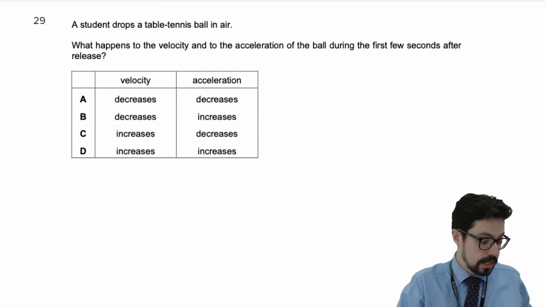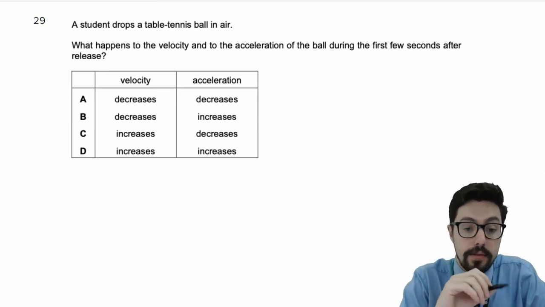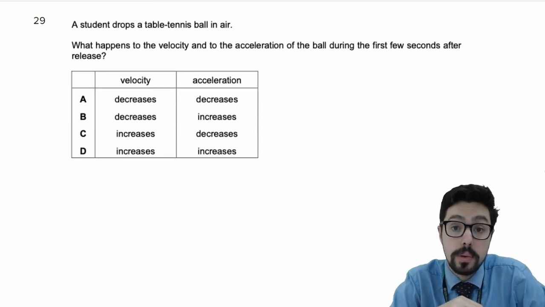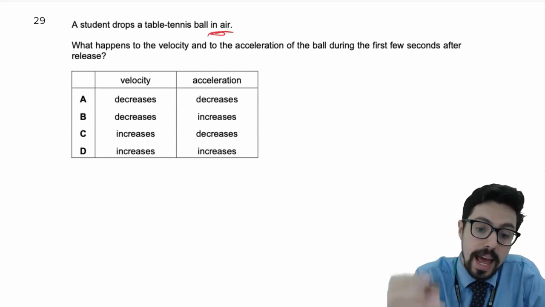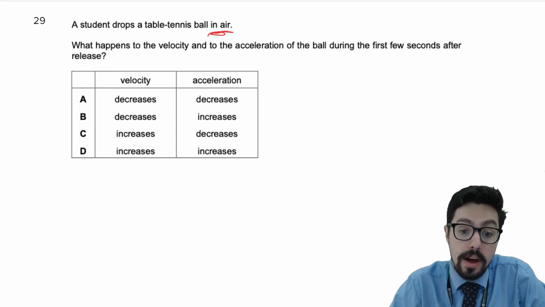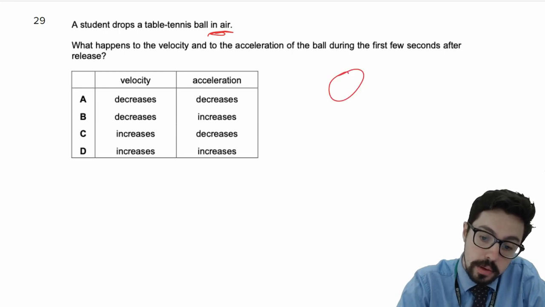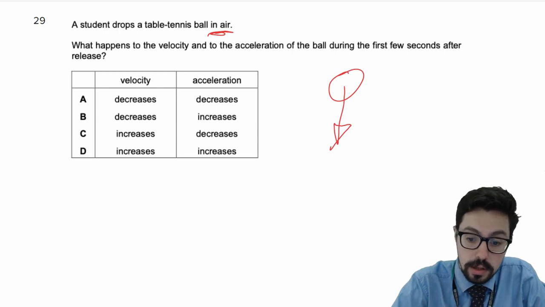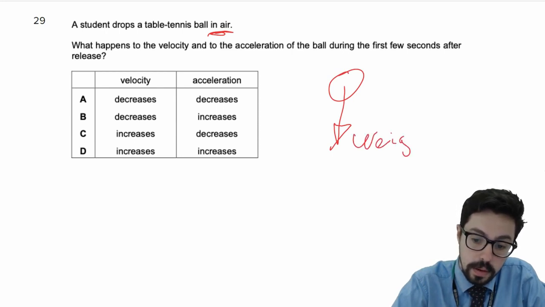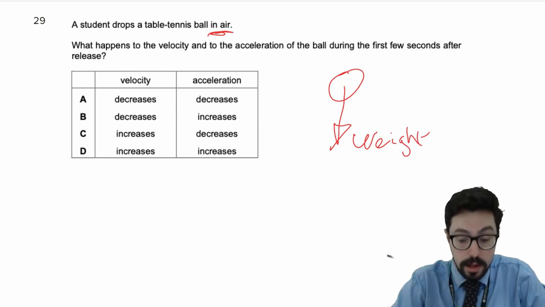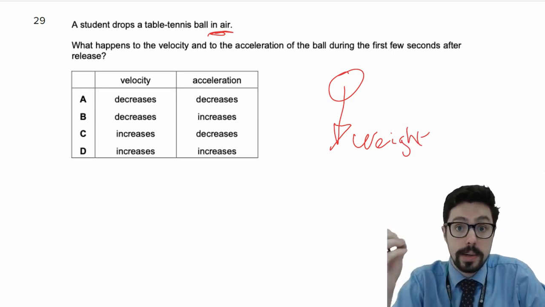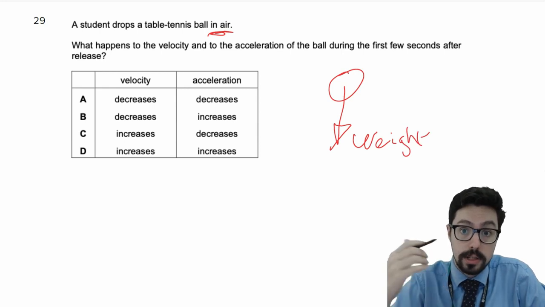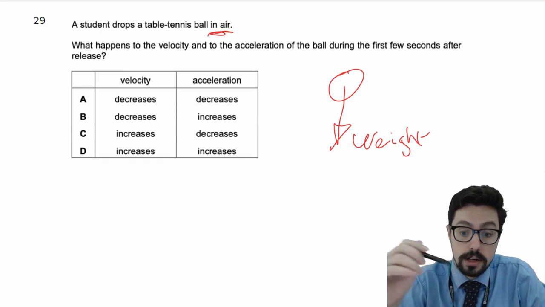Question number 29. Okay, the key bit here is a student drops a table tennis ball in air. And the key bit, in air, means there will be air resistance as well. Okay, so we know when we drop a tennis ball, first of all, there's one force acting on it, which is its weight. Okay, and then that means its velocity is going to increase because it's going to speed up because of that force accelerating it. So I know first of all it must be either C or D because the velocity is increasing.